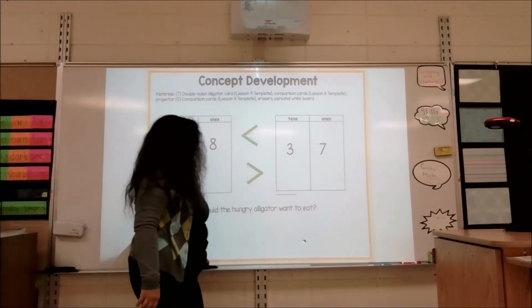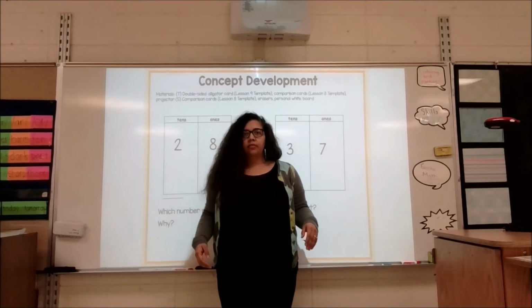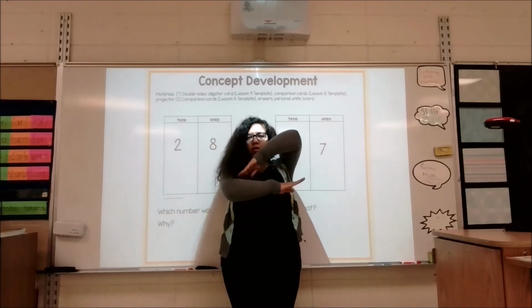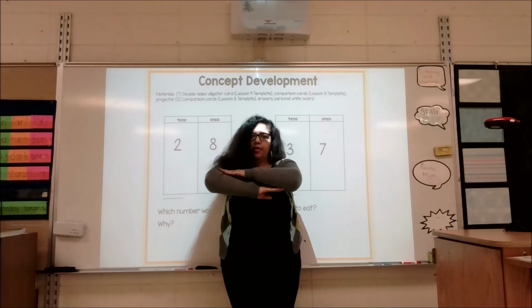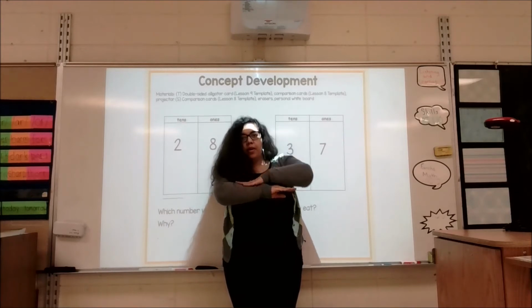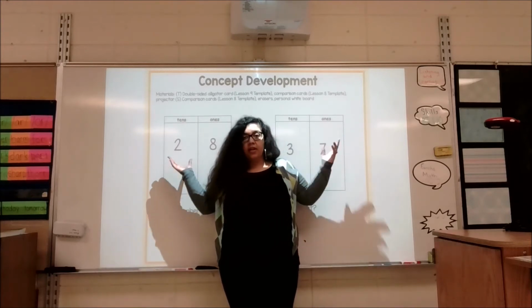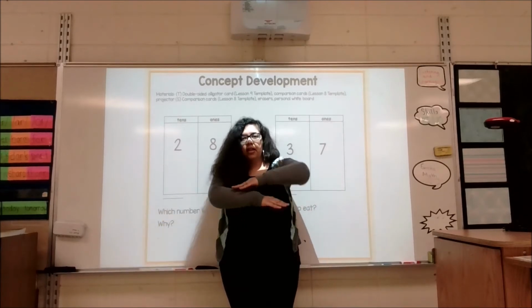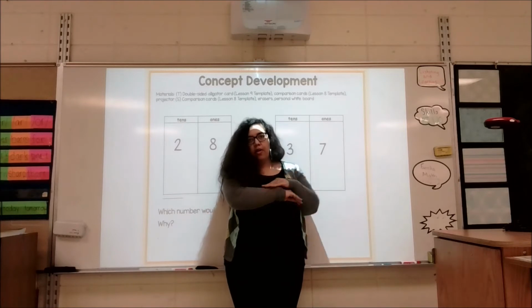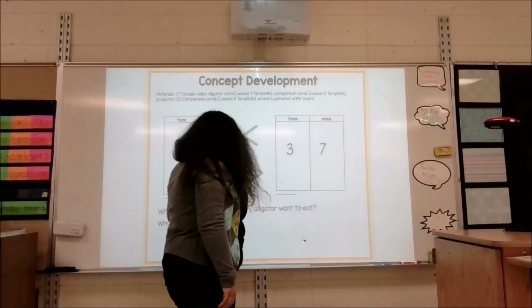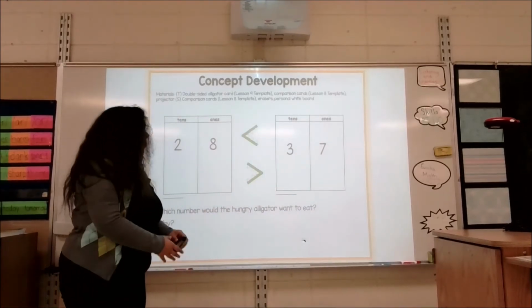Which one should we use? Let me see. We're going to eat this, or we're going to eat that. We're going this way, but we read from left to right. So 28 is less than 37. 28 is less than 37.